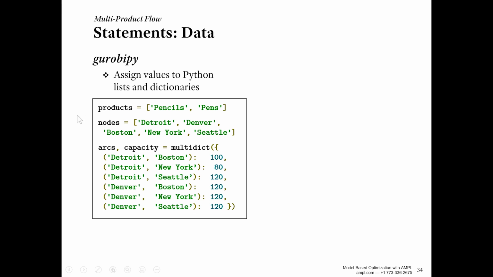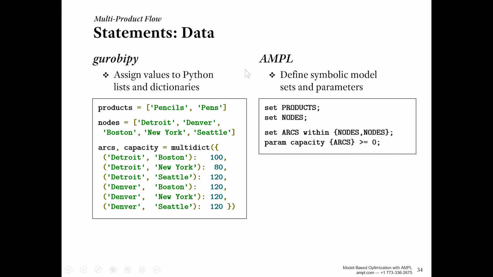So to start with, in Gurobi, I have a list of products, and I have a list of nodes, and I have a dictionary of arcs and capacities, in the special kind of dictionary that Gurobi provides, called a multi-dict. And so you see it's saying here that the arc from Detroit to Boston has a capacity of 100. So basically I'm defining various Python program variables, and I'm putting the data in them.